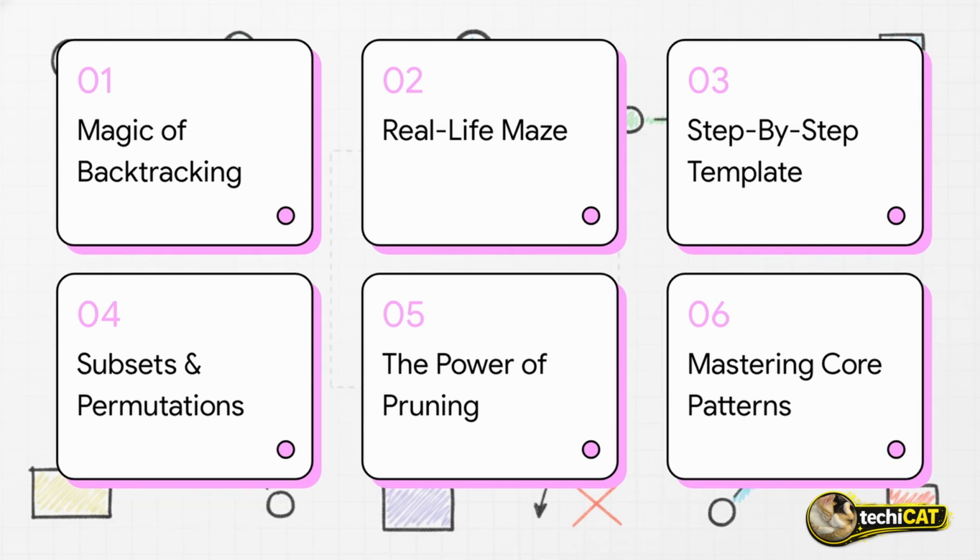1. The magic of backtracking. 2. A real-life maze question. 3. The step-by-step template. 4. Examples using subsets and permutations. 5. The power of pruning. And finally, 6. Mastering the core patterns.